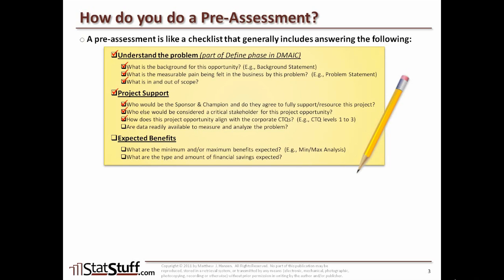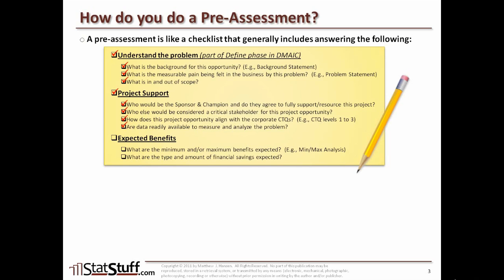Next, we want to ask, how does this opportunity align with the corporate CTQs? This goes back to that CTQ drill down. Again, we want to understand how it fits into what's most important to the business, how this aligns from the level 3 CTQ all the way up to at least the level 1.